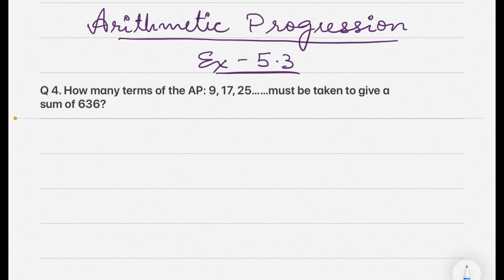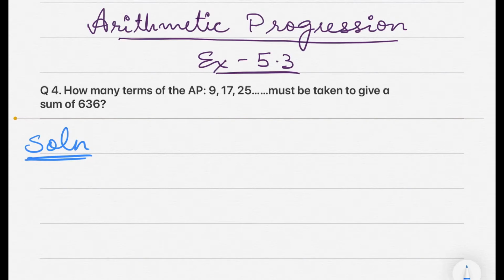So question number 4 says how many terms of the AP, and AP is given to us as 9, 17, 25 and so on, must be taken to give a sum of 636. So now here sum is given to us and AP is given to us and we have to find n. So how many terms means I have to find the n. Okay, so let's move to the solution.